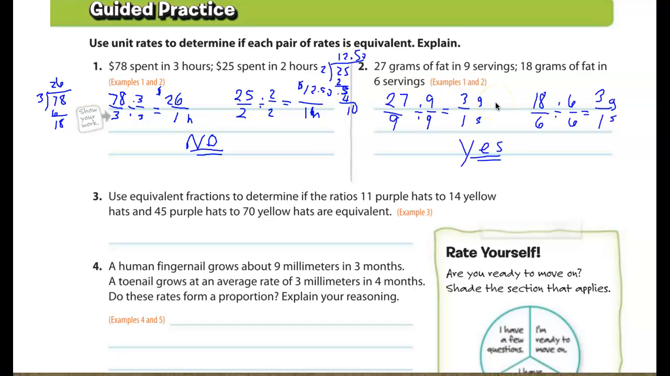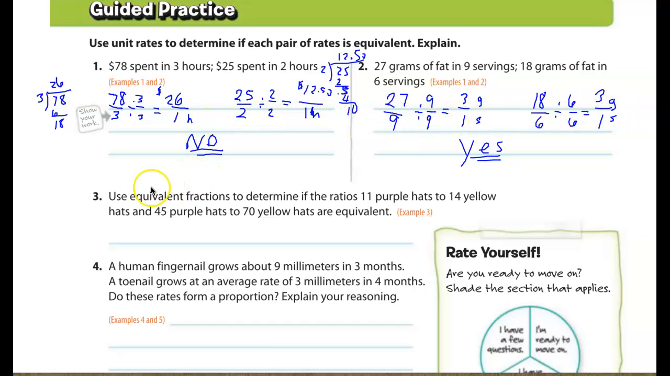The correct answer for 2 is yes, that is actually the same ratio of fat per serving. 27 grams of fat in 9 servings, dividing the top and bottom by 9. 9 divided by 9 is 1. And 27 divided by 9 is 3. That's 3 grams of fat per serving. 18 grams of fat in 6 servings, divide the top and bottom by 6. 6 divided by 6 is 1. 18 divided by 6 is 3. And the 3 grams per serving is equivalent to the other one.